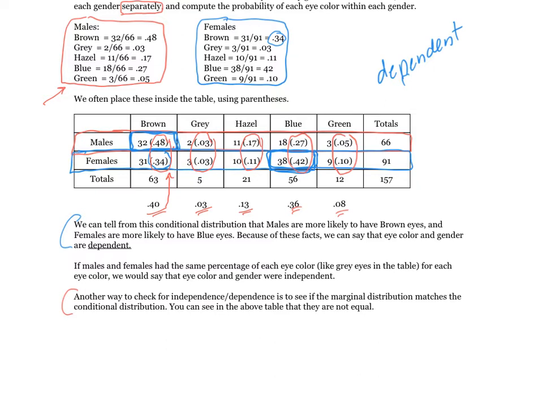So we should see that 40% of the females had brown eyes and 40% of the males had brown eyes, if they were independent. Same thing here. Now notice for gray eyes, the marginal and the conditionals do match. So if they had matched across the board, we would say they're independent. Okay, but you can see that none of the rest really match.